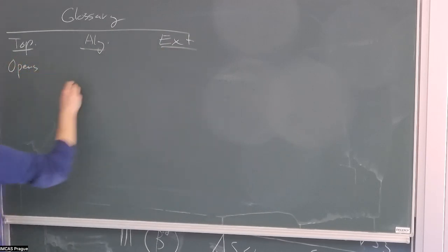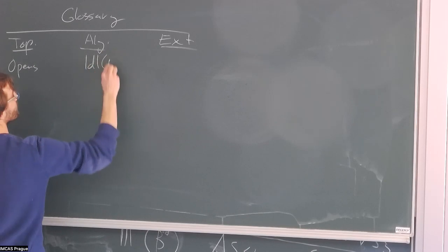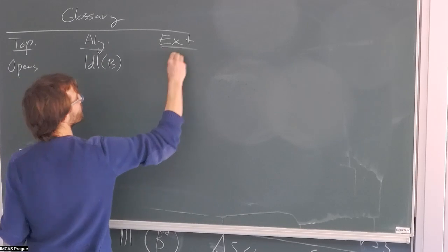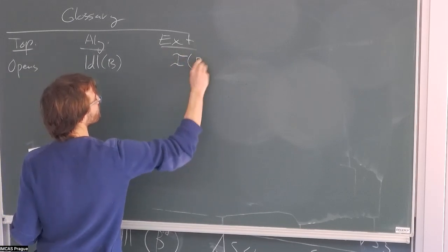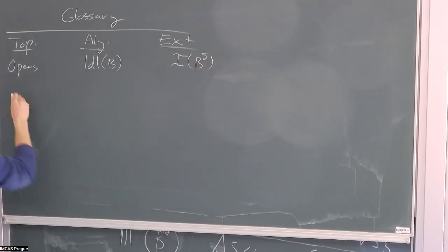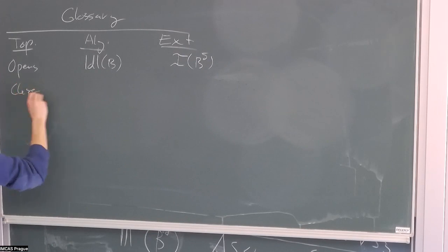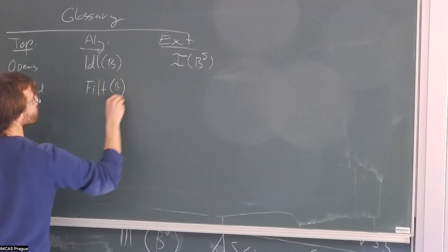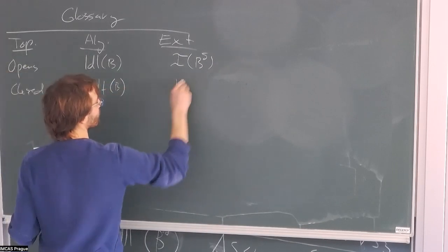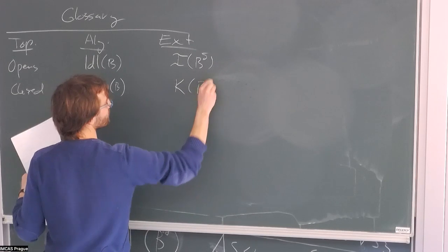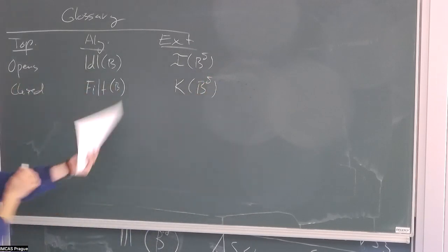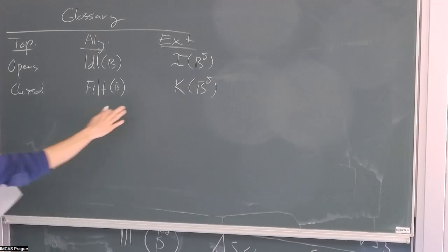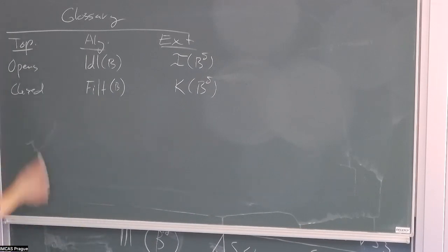So opens correspond to ideals of a Boolean algebra, or a distributive lattice, or the open elements. Closed correspond to filters, and we can call this K, because that's the usual symbol. I don't know why. Oh yeah, from compact. So some people call them compact, which makes sense.